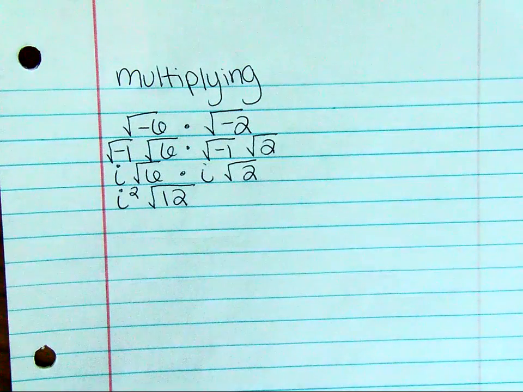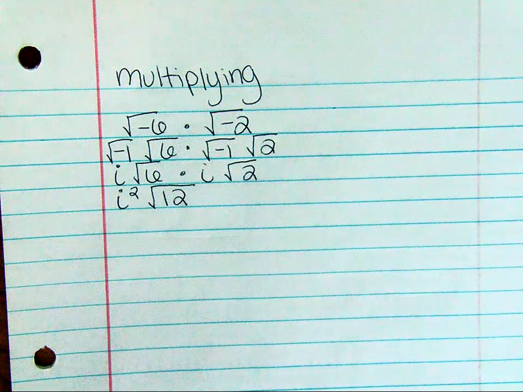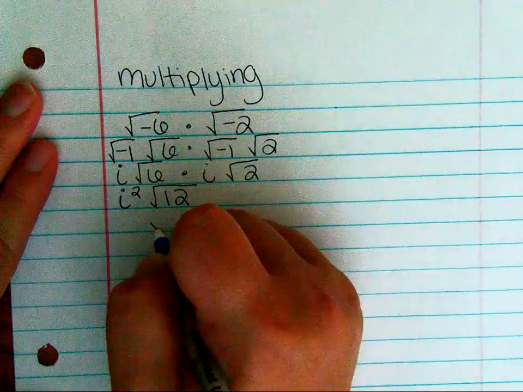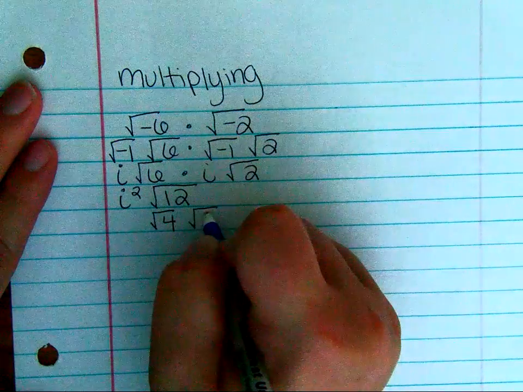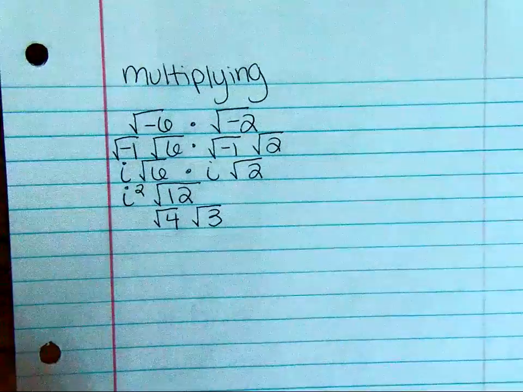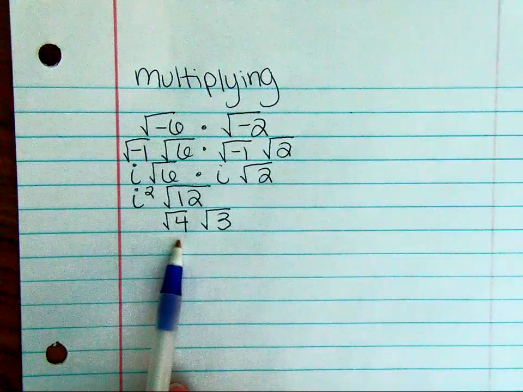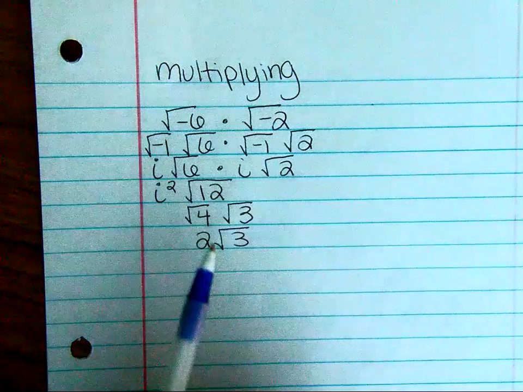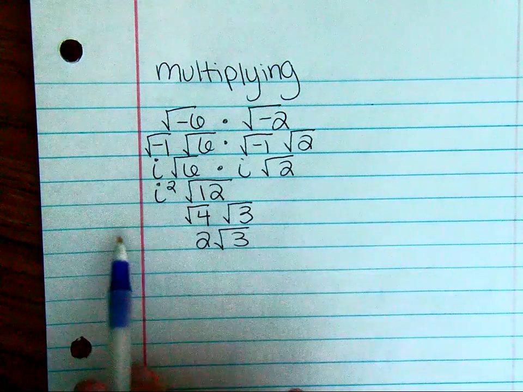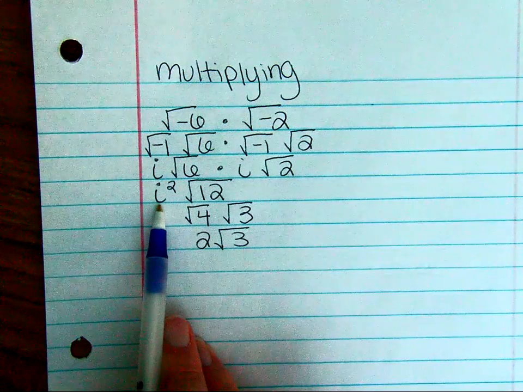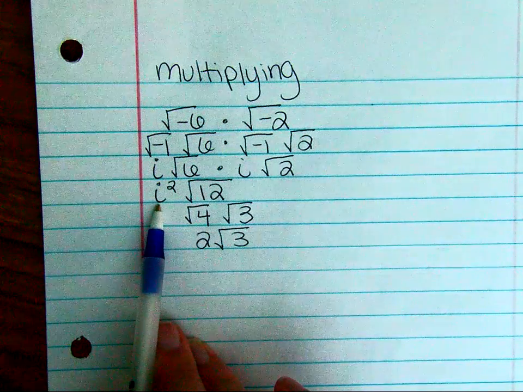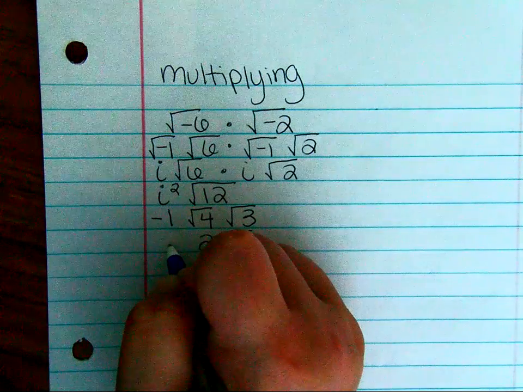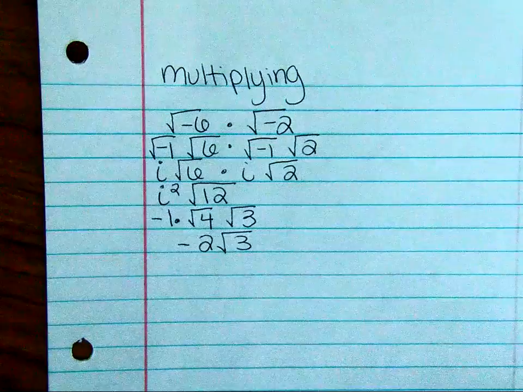What can the square root of 12 get broken down into? Square root of 4 and the square root of 3. Right? 4 is a perfect square, so I know the square root of 4 is 2. So I really have 2 square roots of 3 is what square root of 12 is equivalent to. Now, i squared. If you need to, look back at our notes from the previous page. But i squared is actually negative 1. So this is really negative 2 square roots of 3. That simplifies to.